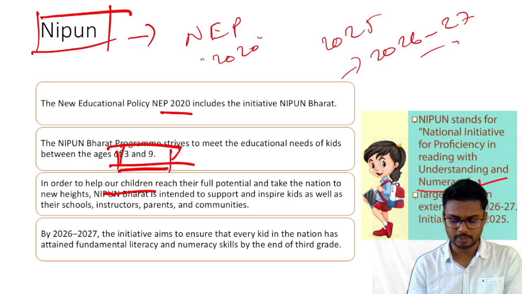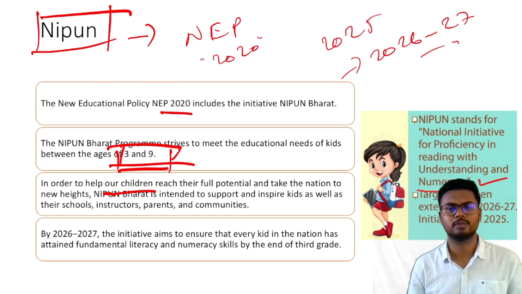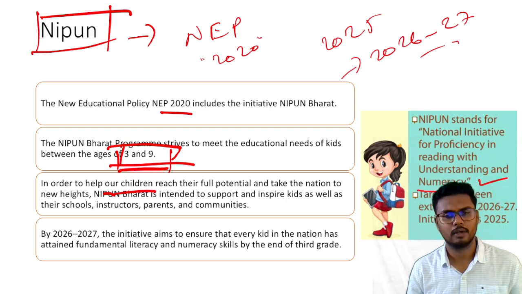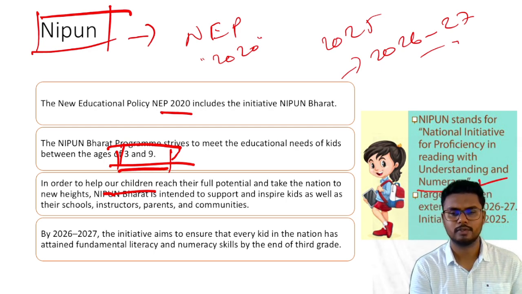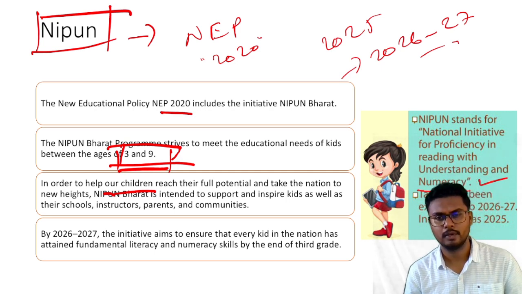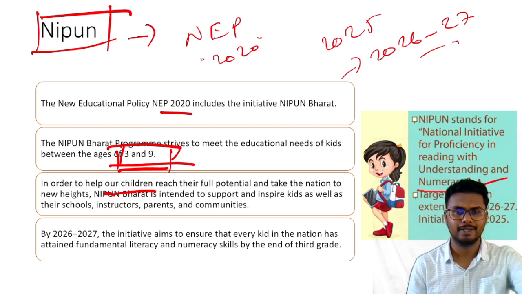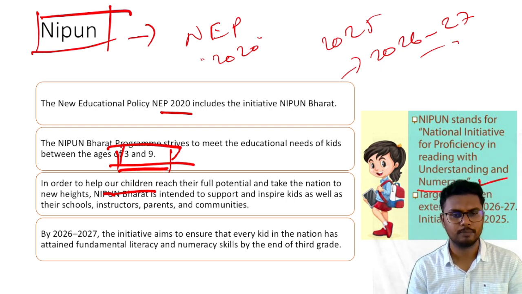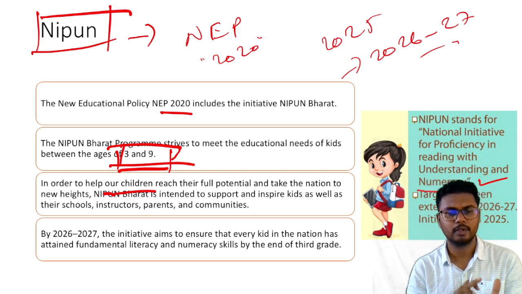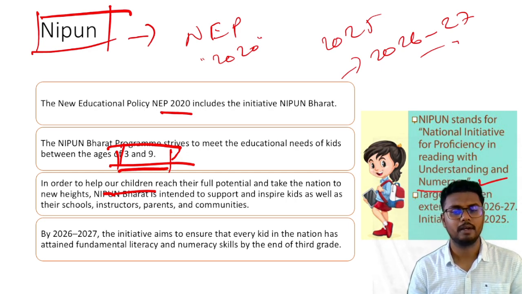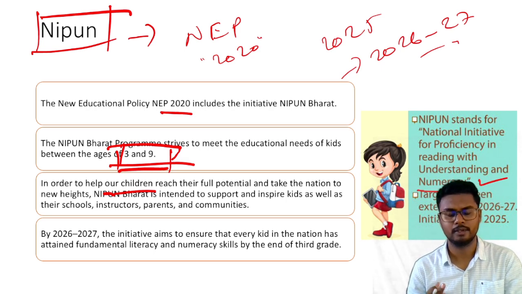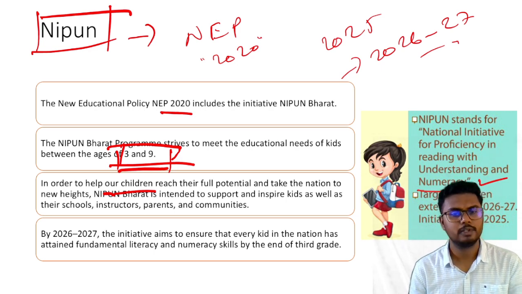It is intended to support and inspire kids as well as their schools, instructors, parents and communities, because the initiative knows that nothing can be done alone. Just by training students or bringing in initiatives or yojanas aimed at students would not be helpful at all. If a child has to improve in a holistic way, there is a need for involvement of instructors, schools, parents as well as communities. Only then can a child improve completely. So with this in mind, the Nipun initiative seeks to bring all these stakeholders onto one platform.